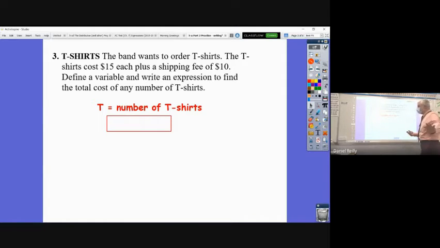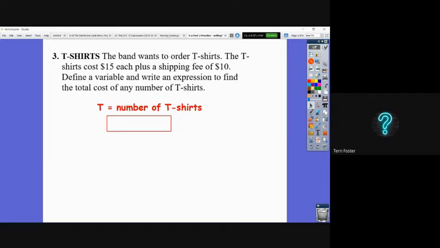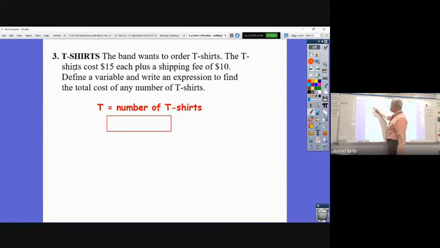So thank you. So Terry, if you had T was the total cost, what was your expression? My expression was 15 times 10 equals T. Okay, well, now that I see it, it probably does not make sense. Yeah, so the T-shirts cost $15 each. This doesn't say there's 10 T-shirts, right? This is an extra amount of money, a shipping fee that's added on that has nothing to do with how many T-shirts you order.